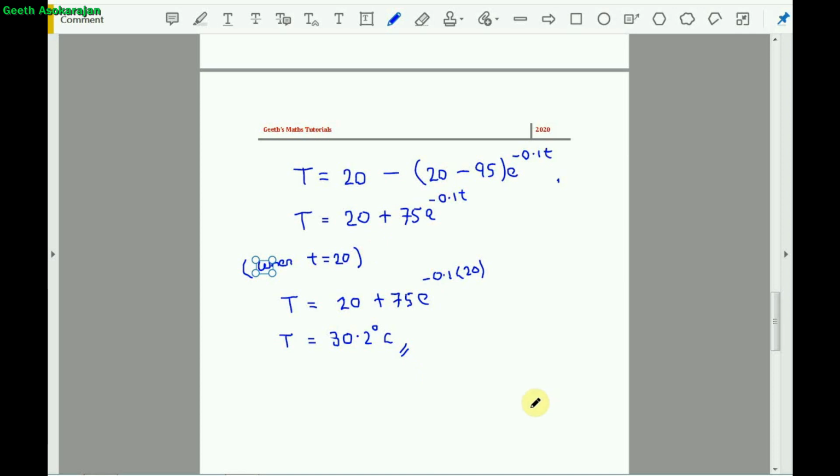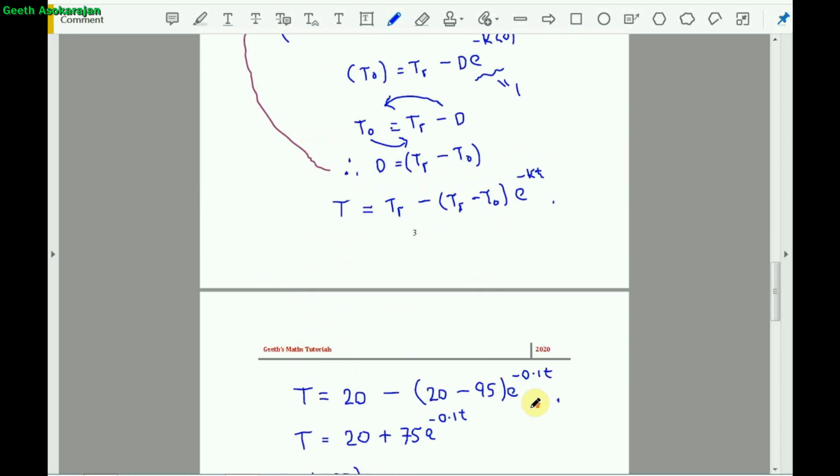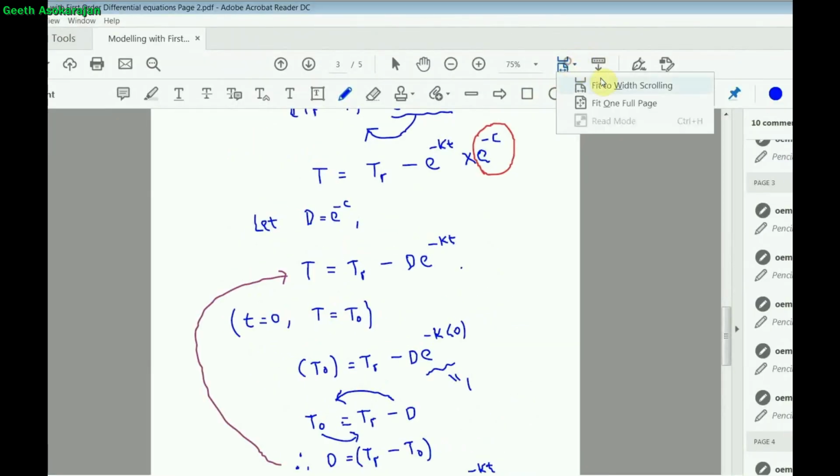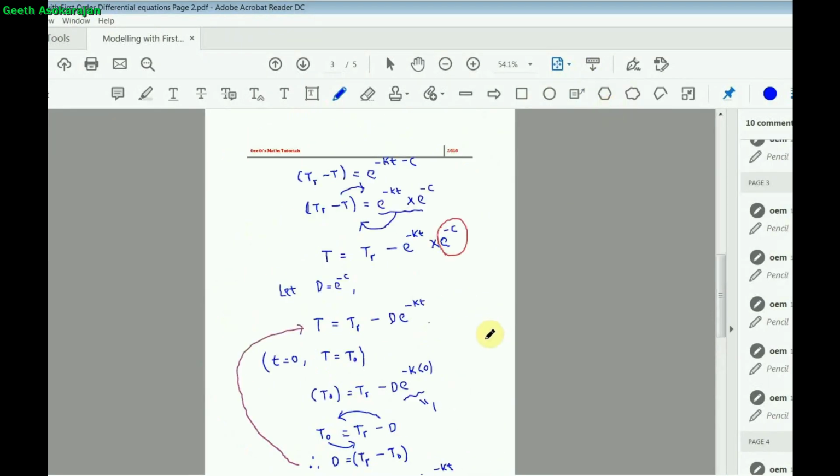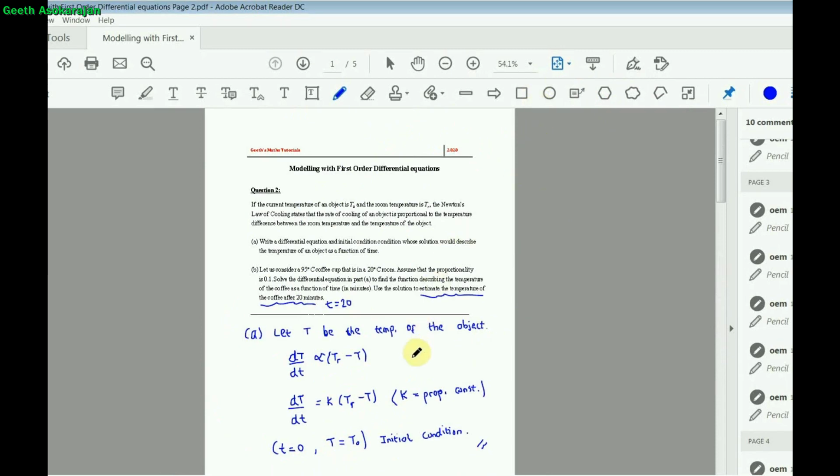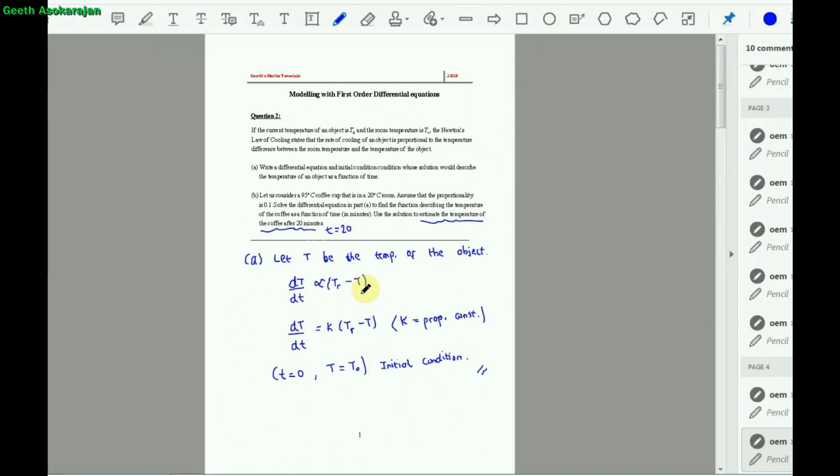So I'm sure that you would agree, safe to drink. So in this case, this is how that example is done. So that is another example of modelling with first order differential equations. So I hope you enjoyed this problem concerning Newton's law of cooling.